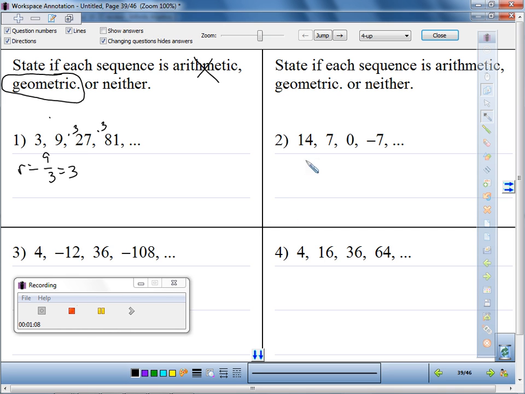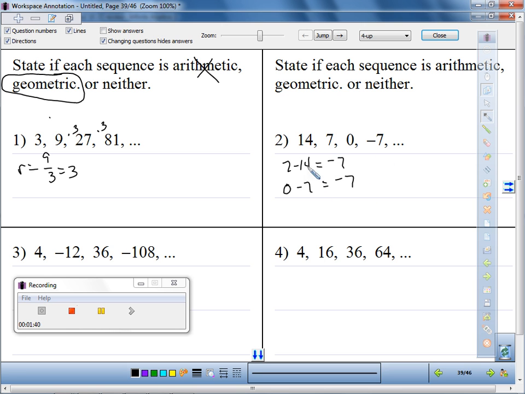Now, if we look at number 2, we're going from 14 to 7, 7 to 0, and 0 to negative 7. Okay, so that looks like it could be an arithmetic sequence. Let's see. If I go 7 minus 14, that gives me negative 7. If I take 0 minus 7, that gives me negative 7. So if I take any two in sequence, that gives me the same difference.